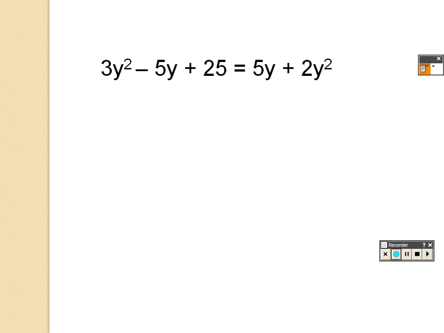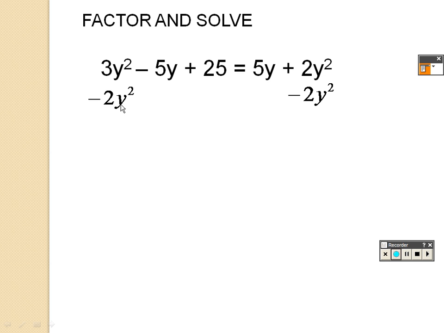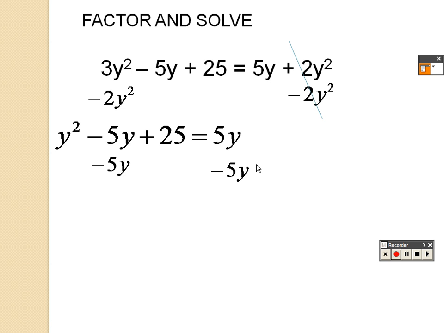So with this one, let's combine like terms all on one side. What I'm going to do is minus a 2y squared over to this side, so I can make a positive y squared. So when I do that, I just have a y squared, I have a minus 5y, I have a 25, and 5y. So I've got to move everything over to the other side, so minus 5y, and I get y squared minus 10y plus 25.